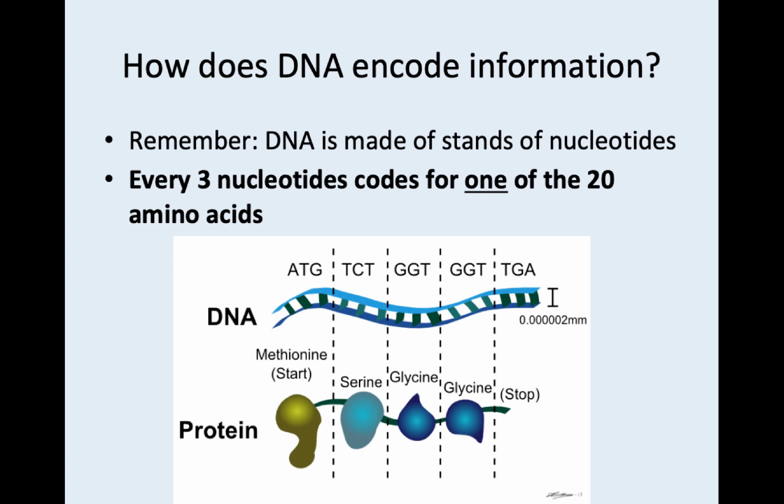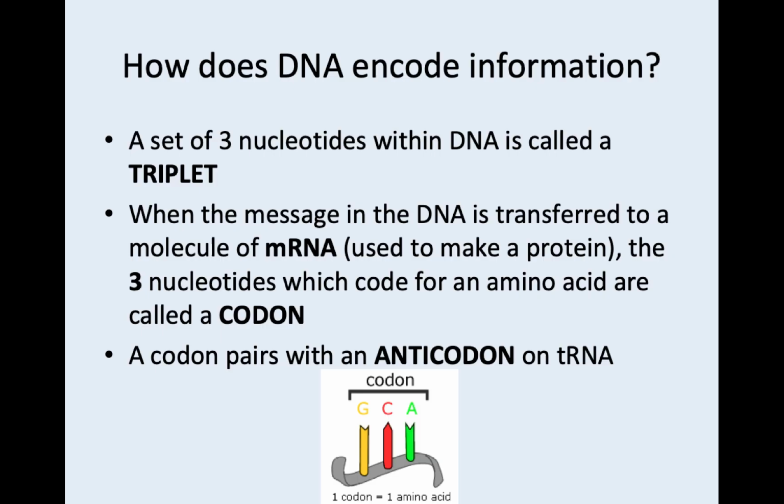All right, so DNA is made of these strands of nucleotides, and every three nucleotides is going to code for one of the 20 amino acids. So on DNA, we have a triplet. The messenger RNA, we have a codon, and then the anticodon is on the transfer RNA, and we always read in sets of three. We take the first three, and then we go to the next three, and then we go to the next three, etc., etc.